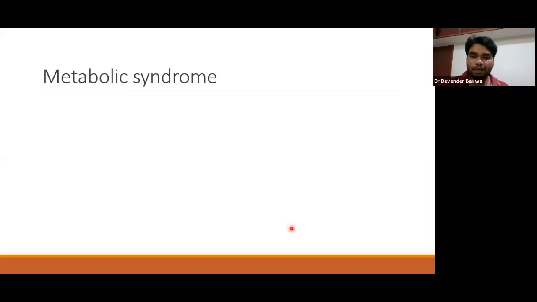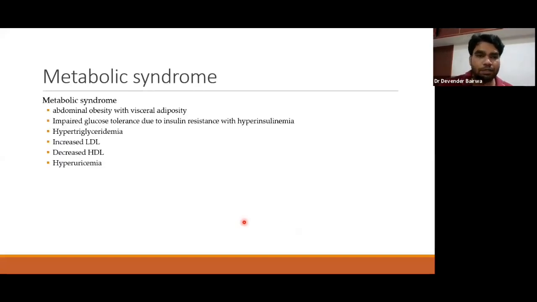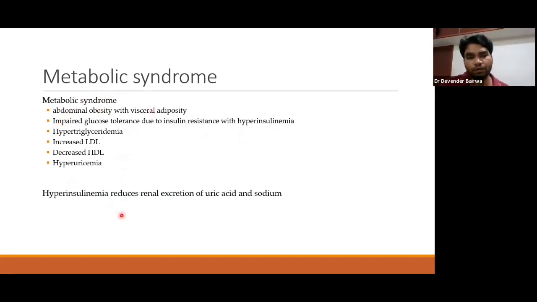Coming to metabolic syndrome, we know that metabolic syndrome is a constellation of abdominal obesity with visceral obesity. Then there will be some impaired glucose tolerance. There may be pre-diabetes with hyperinsulinemia, hypertriglyceridemia, increased LDL, decreased HDL, and hyperuricemia. So basically, metabolic syndrome is a collection of all these things. And now new studies have shown that metabolic syndrome is invariably associated with hyperuricemia. So what happens? Hyperinsulinemia reduces excretion of uric acid and sodium because there is insulin resistance.